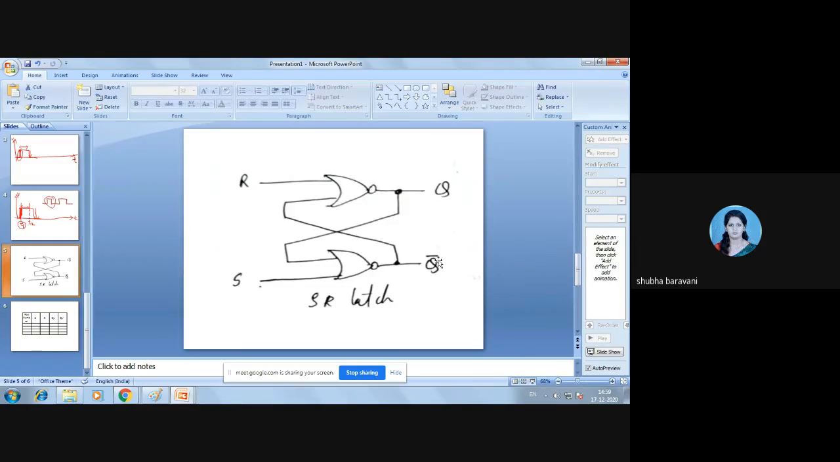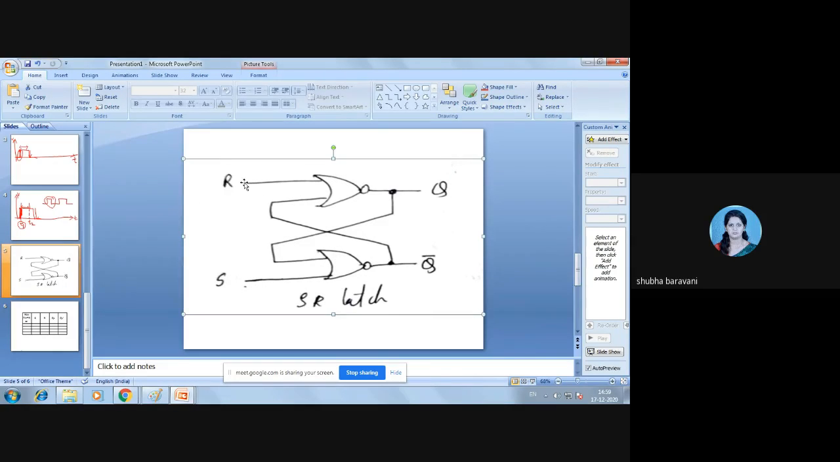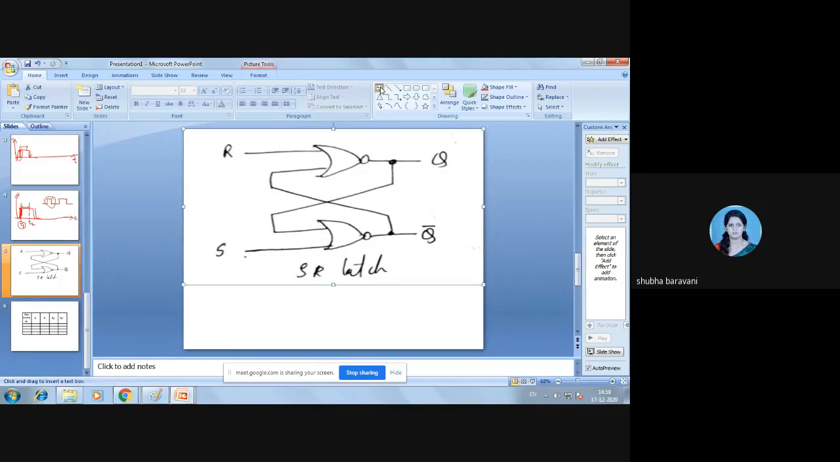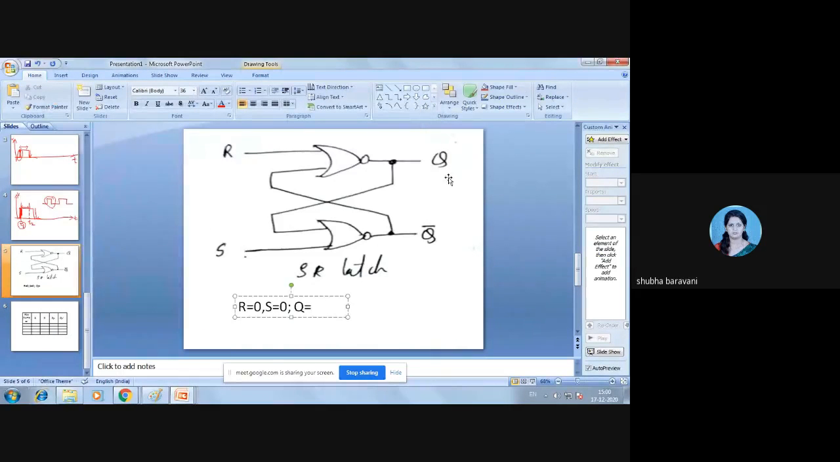See, Q and Q bar क्या है मेरा? Whatever input I give, initially let me assume R is equal to 0, S equal to 0. ठीक है? Now see, when my R is equal to 0 and S is equal to 0, what would be my Q?